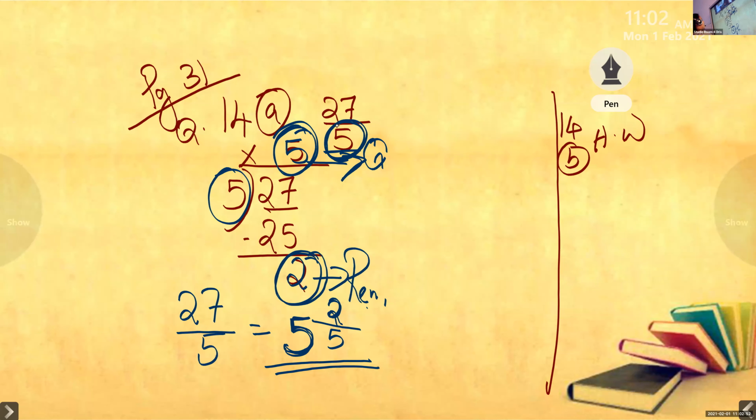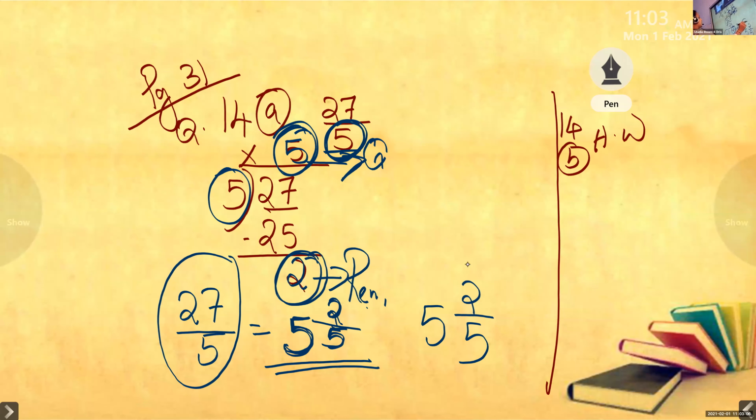Denominator is 5 and write down the same denominator. So the answer is 5 and 2 by 5. So this is the question when we convert improper fraction into mixed fraction. So when we divide 27 by 5, what will you get? 5 as the quotient and 2 is the remainder and the same denominator 5. So the answer is 5 and 2 by 5.